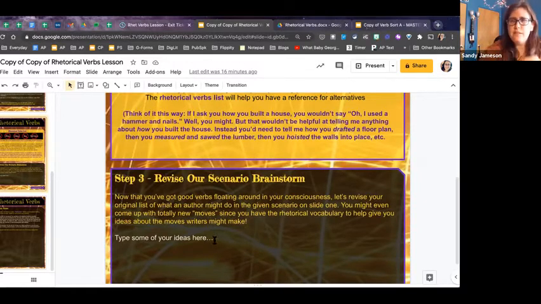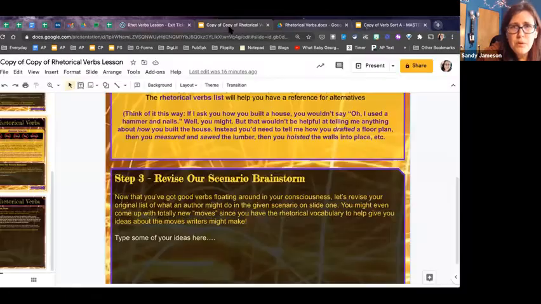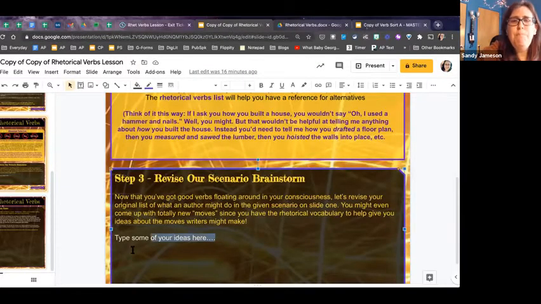And so what I'd like you guys to do is stop the video, pause it, and take about 3 minutes using this verbs list to come up with some better descriptions of what the author might do using good verbs.